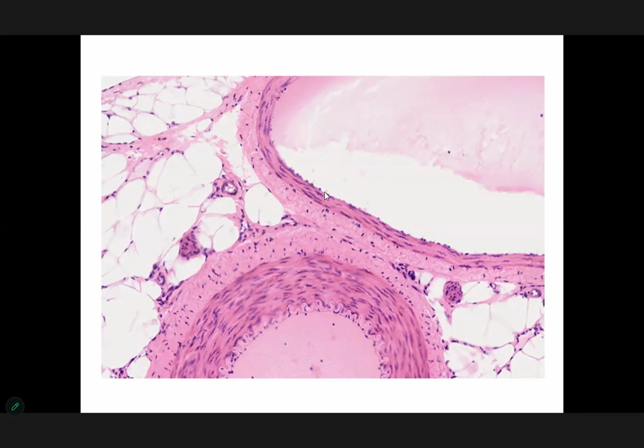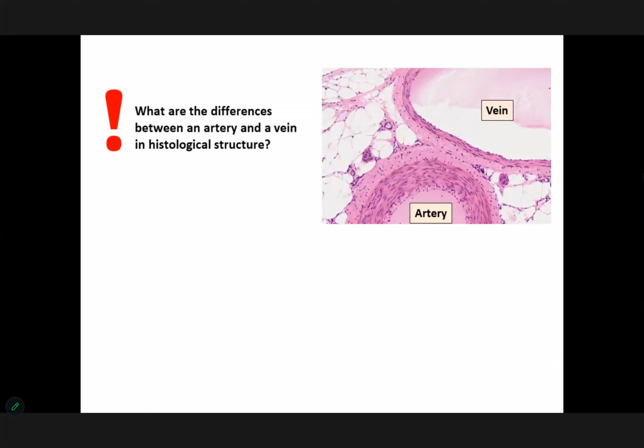Intima is very, very thin. Media includes elongated spiral-looking nuclei of smooth muscle cells, and adventitia with loose fibrous connective tissue. Now, important information. You should know the differences between an artery and a vein. You should be able to differentiate between them. So, what are these differences?